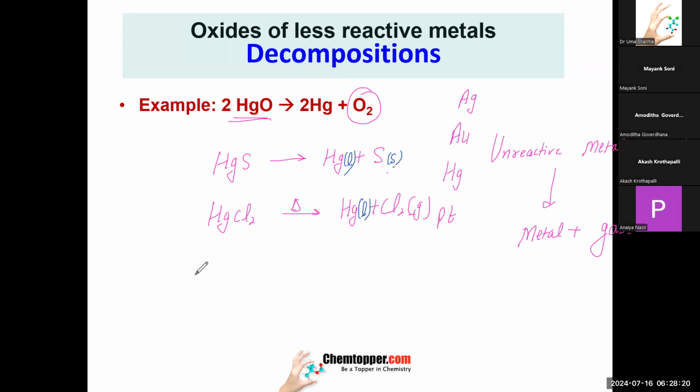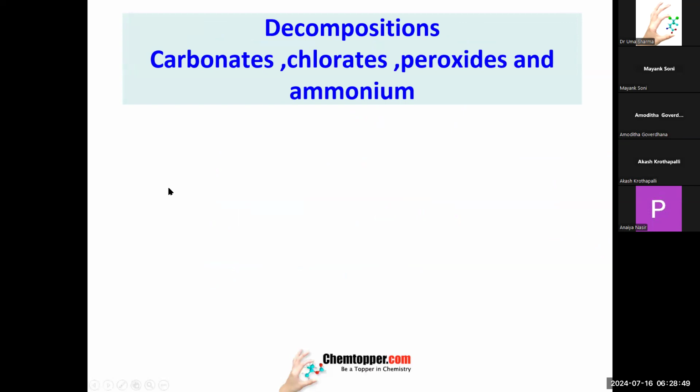Sulfur is solid. And if I give you Ag2O on heating, what am I going to get? Silver and O2 gas. Okay, so all these are very popular reactions which we must know as chemistry students. Decomposition reactions. I have already explained all these.